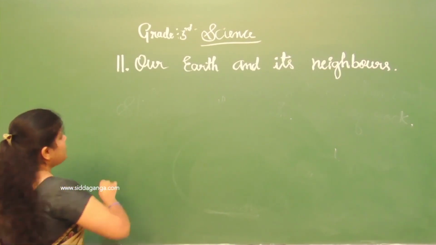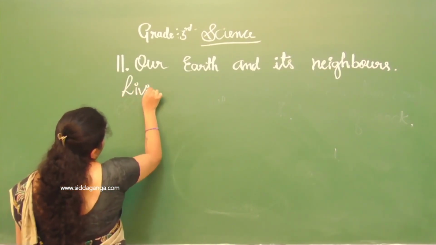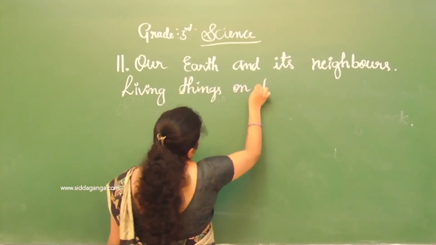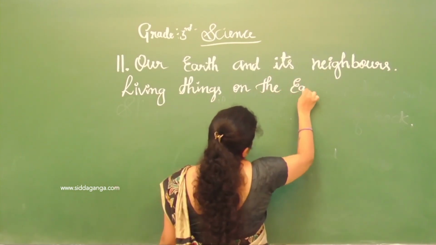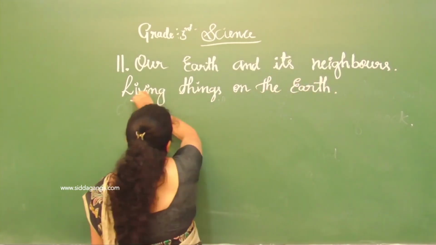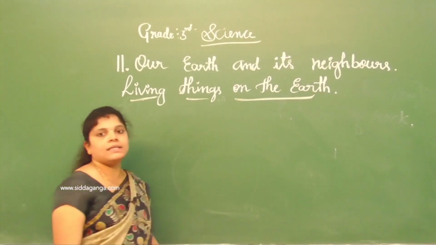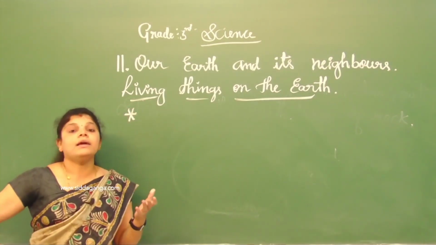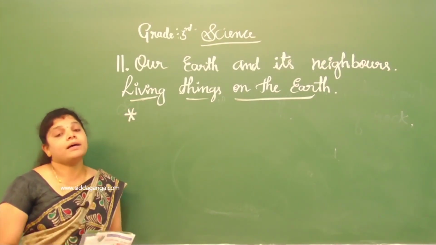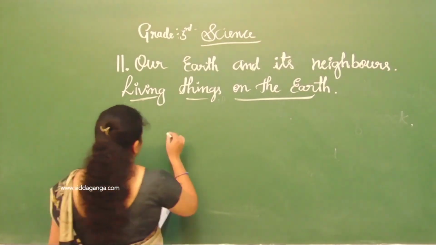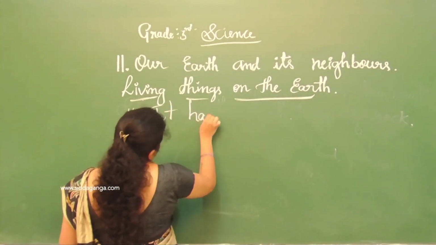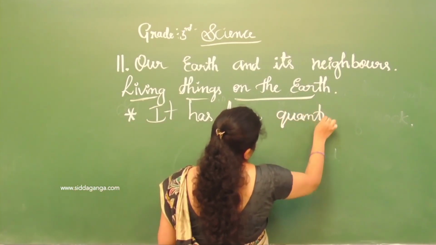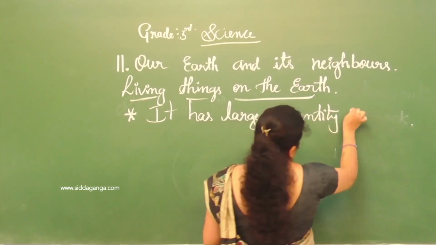Okay, living things on the earth. See, first reason is, so ಯಾಕೆ ಲೈಫ್ ಎಕ್ಸಿಸ್ಟ್ ಆಗಿದೆ ನಮ್ಮ ಅರ್ತ್ ಮೇಲೆ ಅನ್ನೋದಕ್ಕೆ ಫಸ್ಟ್ ಒನ್ ರೀಸನ್, it has a large quantity of water.